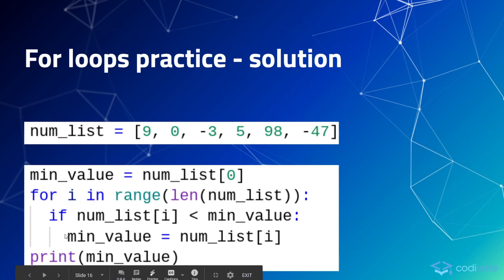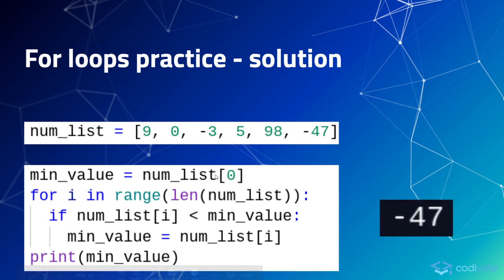We keep looping through the list and repeat this process. As soon as we see something that's smaller than our min value, we assign whatever that smaller thing is to our min value. Once we're done with this for loop, we should have the minimum value stored in this min value variable. Once we print it, we can confirm it indeed is negative 47.